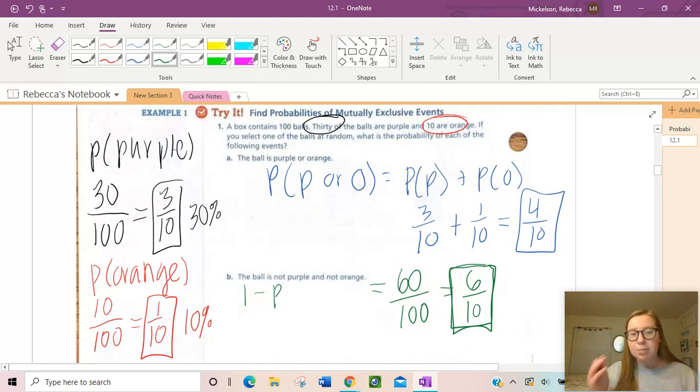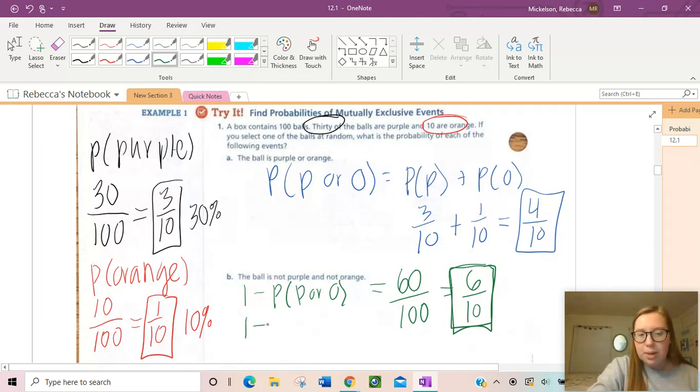So if it's not purple and not orange, it's going to be 1 minus purple or orange. And that's exactly what we found in part A. So that would just be 1 minus 4 over 10, which is 6/10.